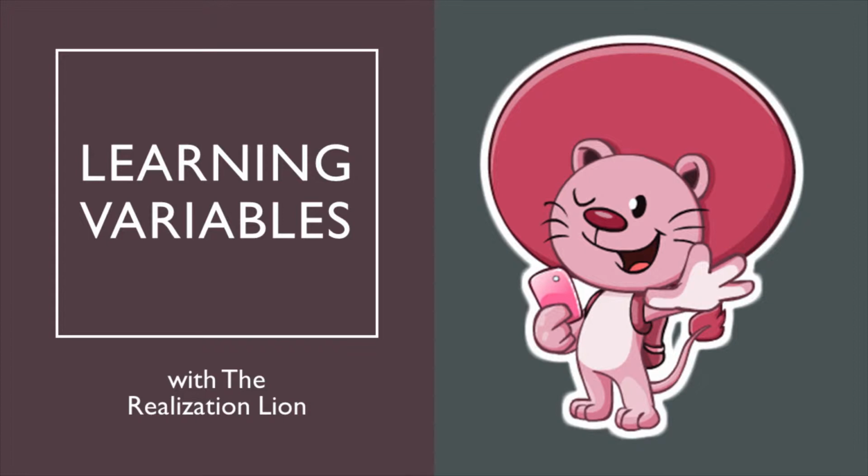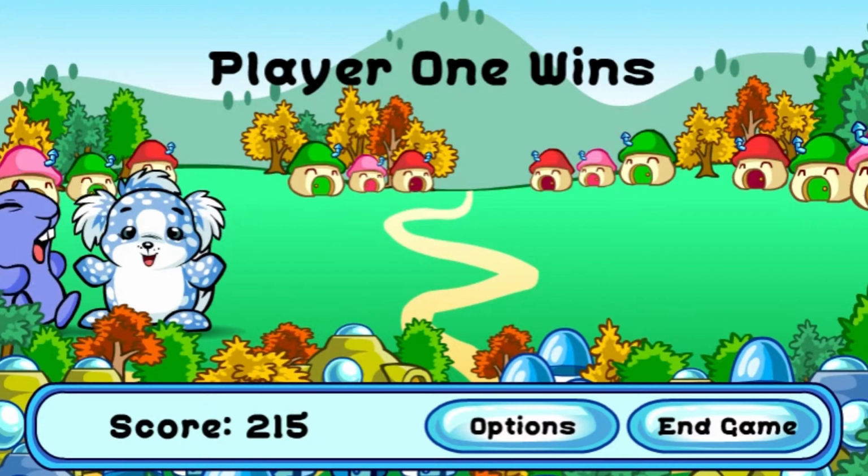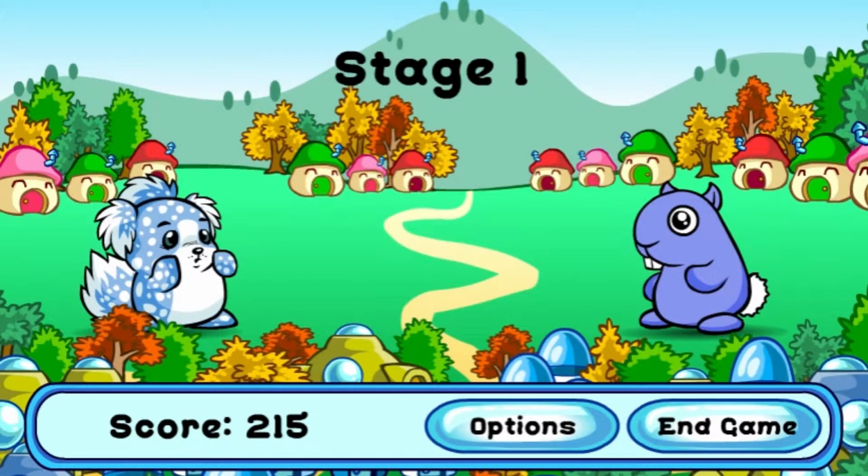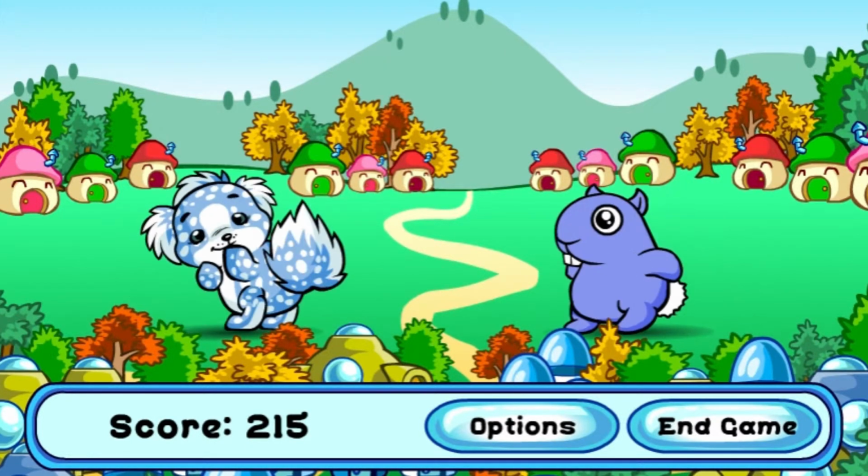Today for our first lesson on programming concepts, we will be looking at something called variables. To help you understand the reason for learning variables, we must first think of something that you are familiar with. Let's use a computer game as an example.